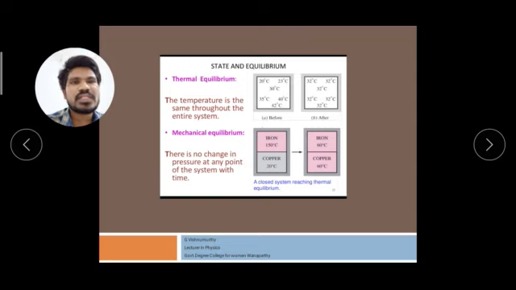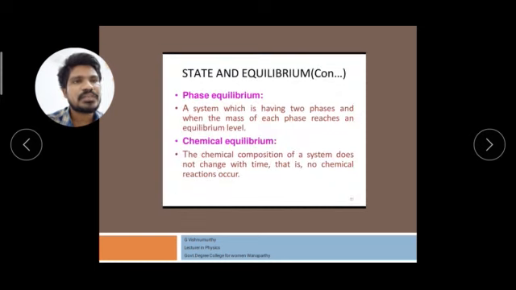The first one is thermal equilibrium. If the temperature is the same throughout the entire system, then the system is in thermal equilibrium. In mechanical equilibrium, there is no change in pressure at any point of the system with time. Irrespective of the time, the pressure will be constant, then the system is known as being in mechanical equilibrium.